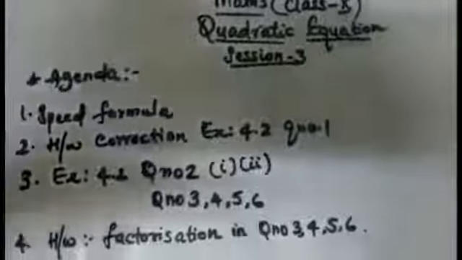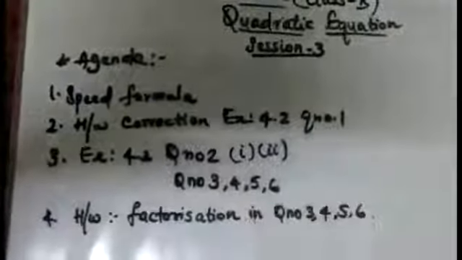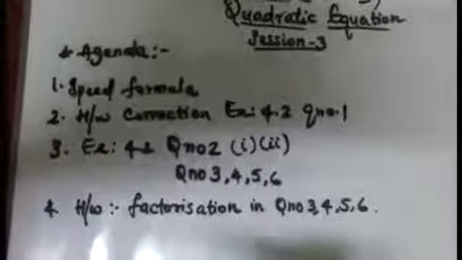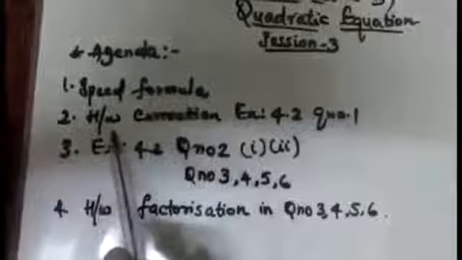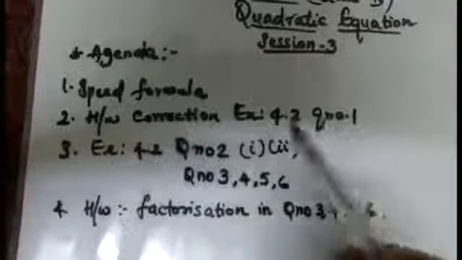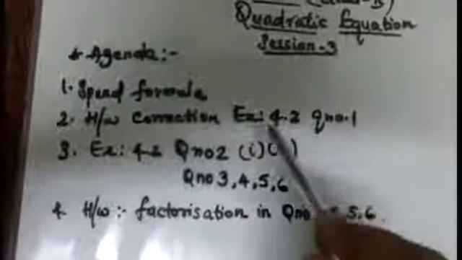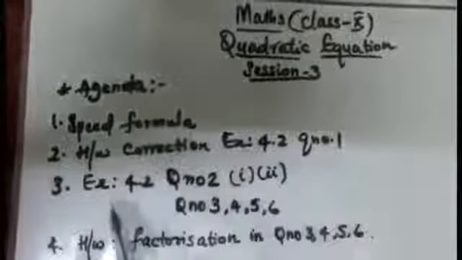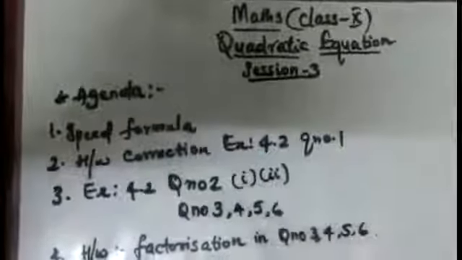So on the agenda today, in the previous exercise 4.1, we had left one problem which was based on speed. So first we will be solving that problem. Then after that I will be showing you the answers for your homework, which was question number 1 of exercise 4.2. Then after that, exercise 4.2, question number 2 first, second bit, and question number 3, 4, 5 and 6 we will be doing in this session today.